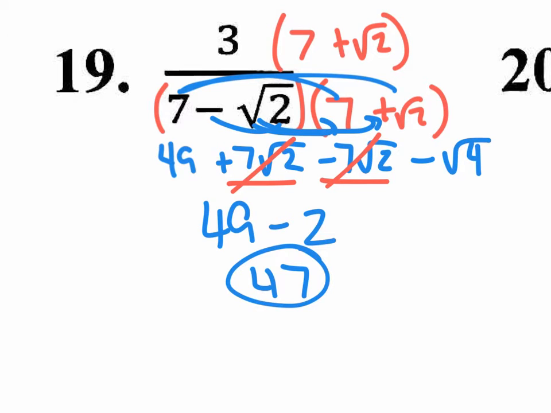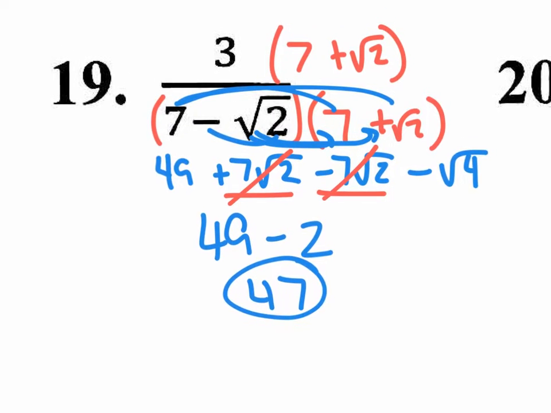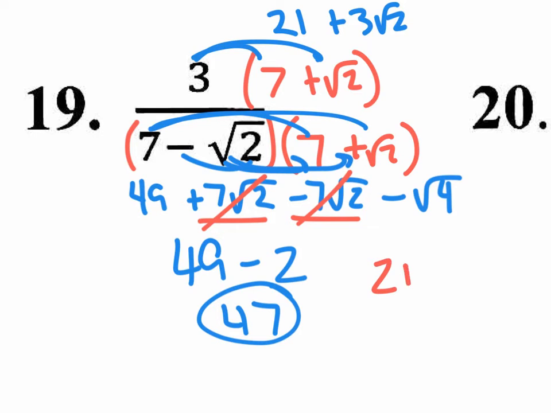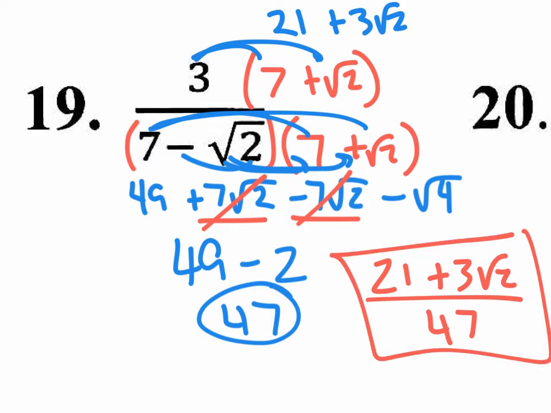Now up on top, we still need to distribute the 3 into both of those. So 3 times 7, that's 21. And 3 times the positive square root of 2, that's positive 3 square root of 2. So 21 plus 3 square root of 2 on top over 47 will be your final answer.